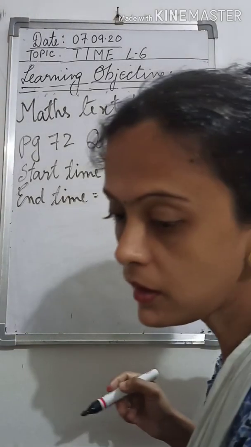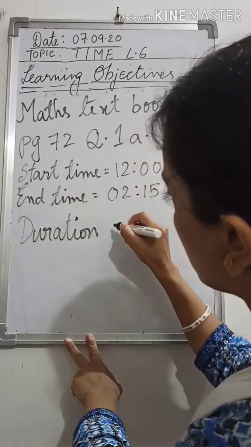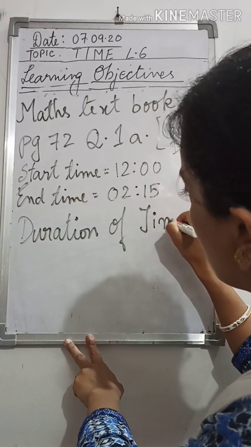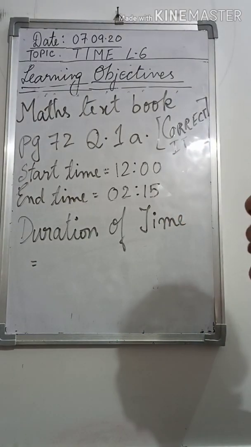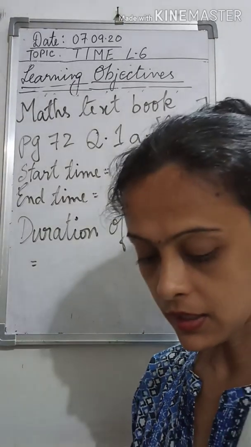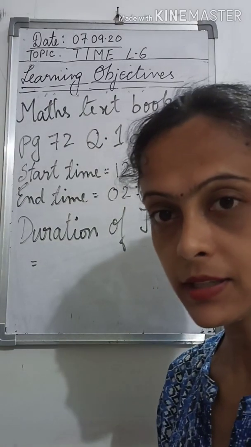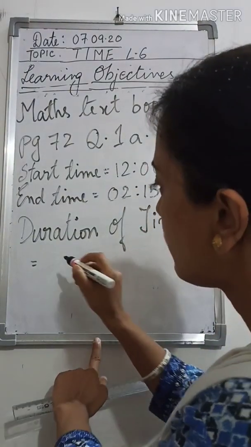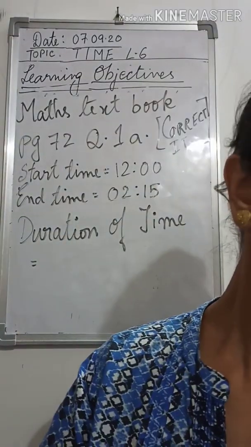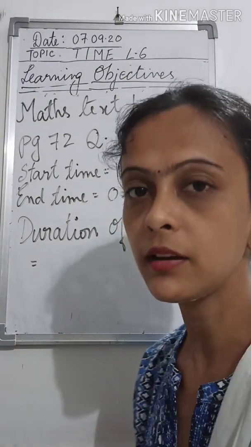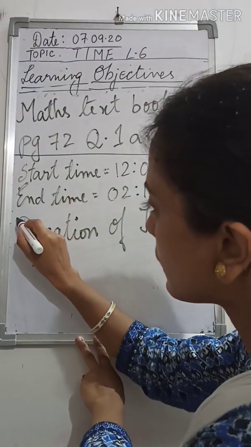So now we have to find the duration of time. Can you tell me what the duration will be? From 12 noon till 12 midnight, how many hours will it be? I am writing it here. Please note it down right now and please cancel the earlier sum that you have done, and do this sum again.